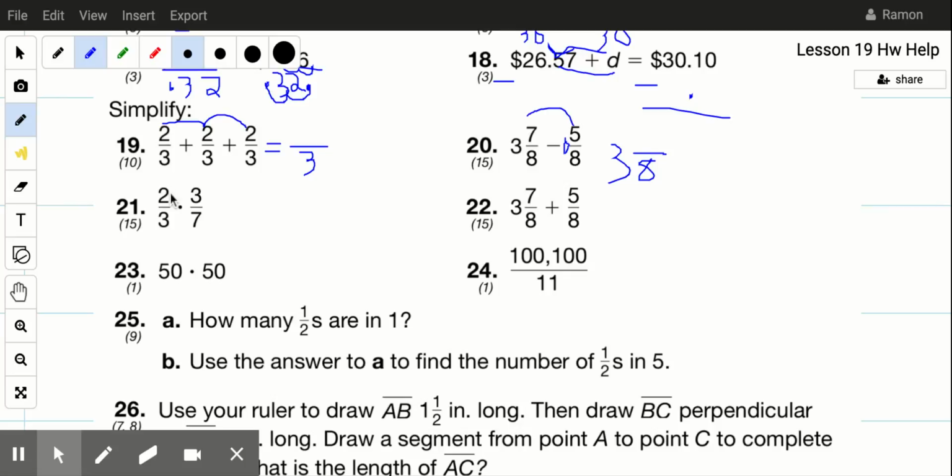For 21, when multiplying, we operate on both the numerator and the denominator. So you'll have 2 times 3, you have 3 times 7, and then you'll simplify if you can.